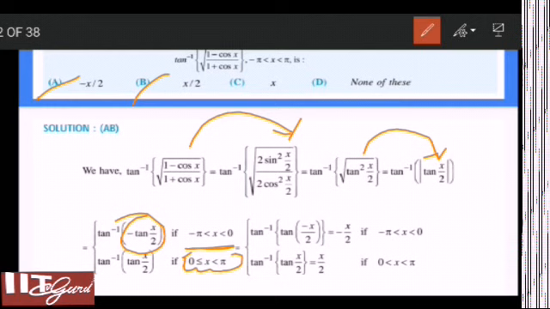So in both the cases, x minus x by 2 and x by 2: x by 2 as x is positive, and x minus x by 2 when x is negative. This is your answer. So let's take one more illustration here.